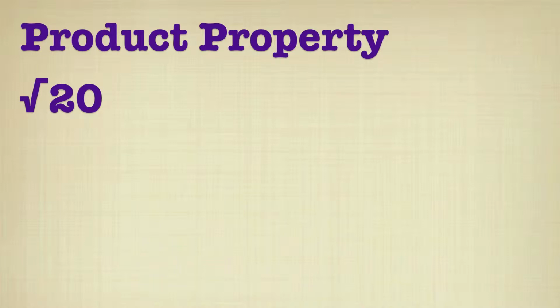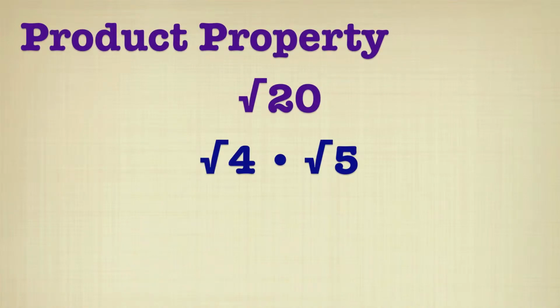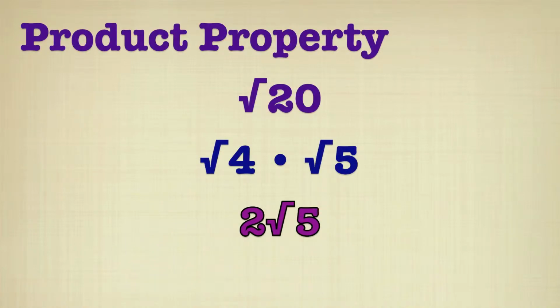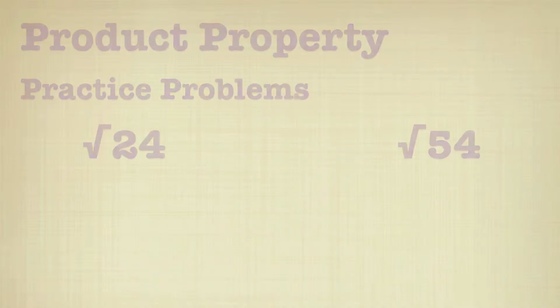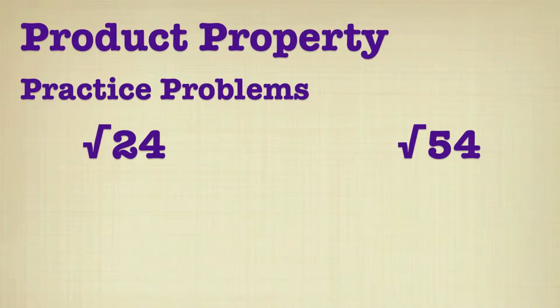An example using the product property is the square root of 20. The number 20 can be broken down into the square root of 4 and the square root of 5. Since the square root of 4 is 2, the answer becomes 2 times the square root of 5. 5 cannot be broken down any more than it already is, so this is the final answer using the product property. Here are some practice problems.